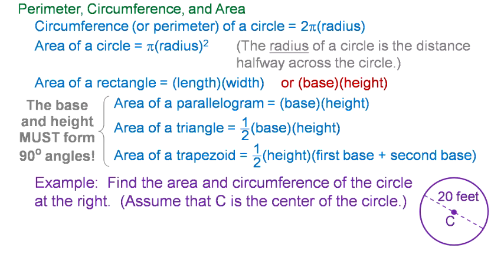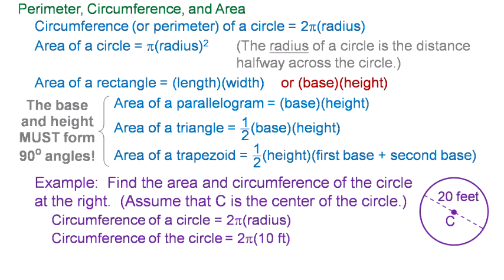So, if we want to find the exact circumference and area of a circle, we must write these in terms of pi. On the other hand, if the problem you're working is a word problem, the problem is probably going to want you to use the pi button on your calculator and get a decimal approximation for the answer to the question. In this example, the length of the radius of the circle, or, in other words, the distance halfway across the circle, is equal to 10 feet.